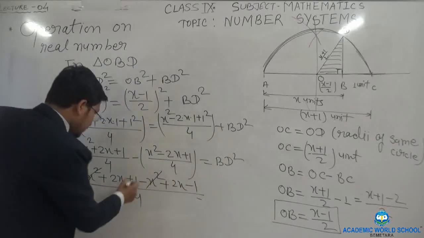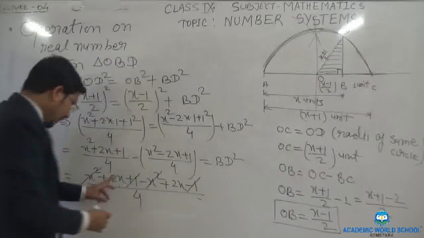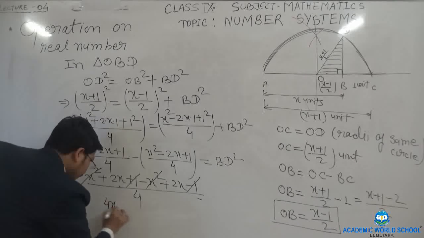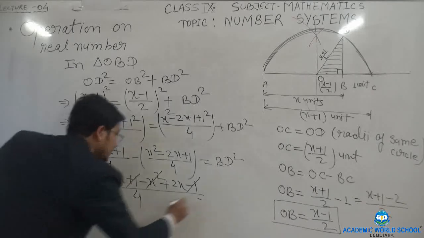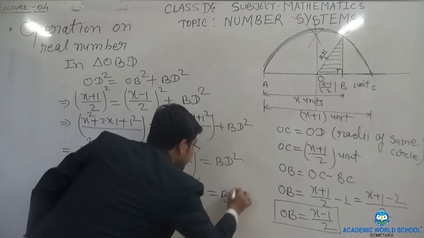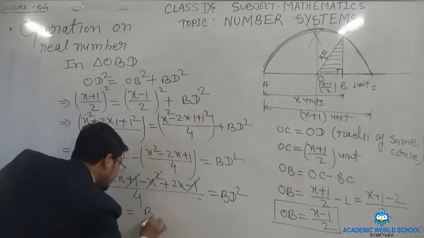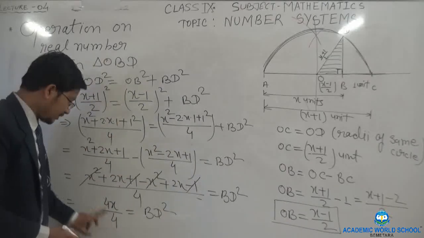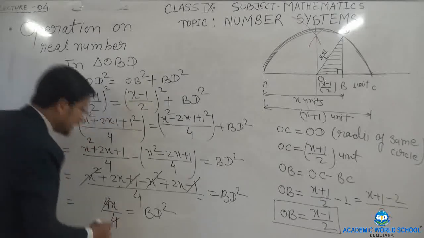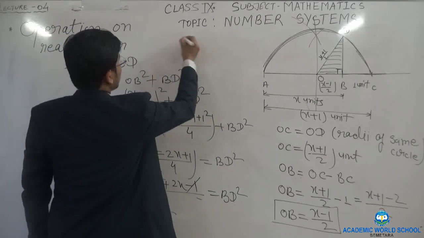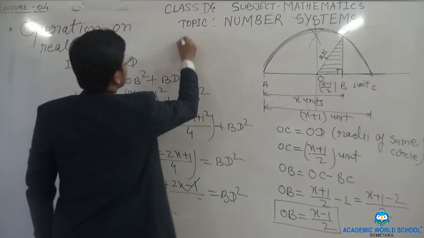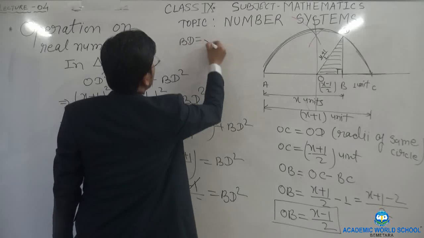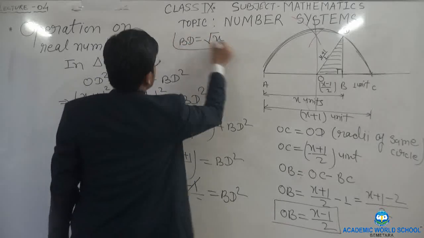Minus 1 plus 1 is going to terminate each other. So now this is 2x plus 2x is equal to 4x. Upon 4, that is equal to BD square. So this is equal to BD square. So now 4 and 4 will cancel out. So it means BD square is equal to x. So therefore BD is equal to square root of x.